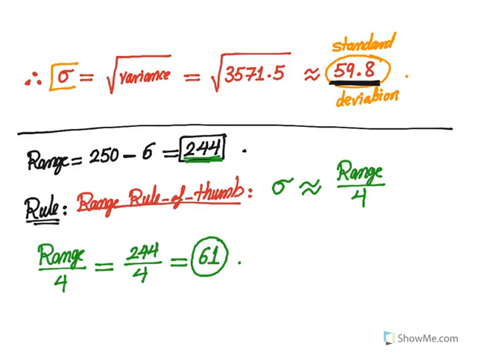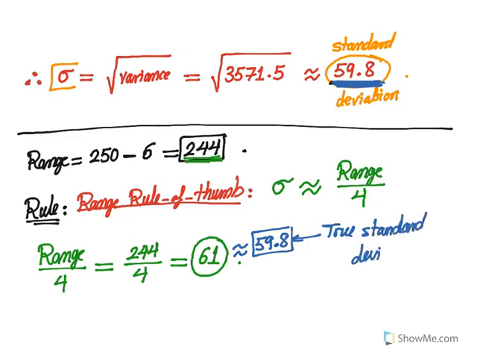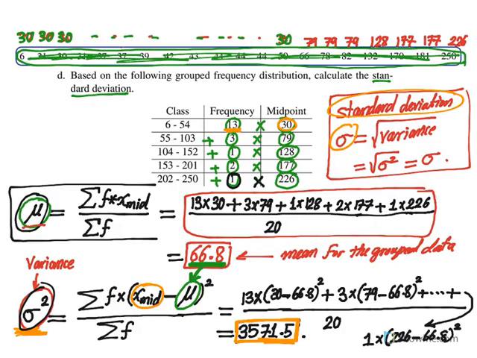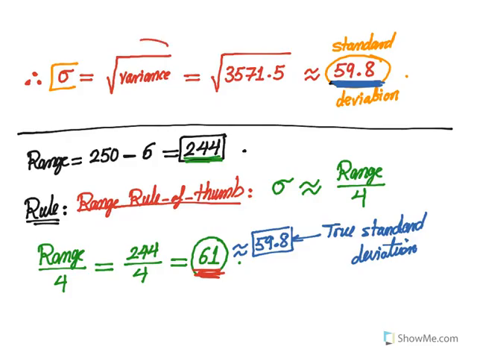Okay? And what was our standard deviation? It was here, 59.8. Notice that it was very close to 59.8. That is the true standard deviation. So even though you cannot, of course, use this rule all the time to find the standard deviation, you need to use the mean of the group data, then compute the variance, then take the square root of the variance to get the standard deviation.